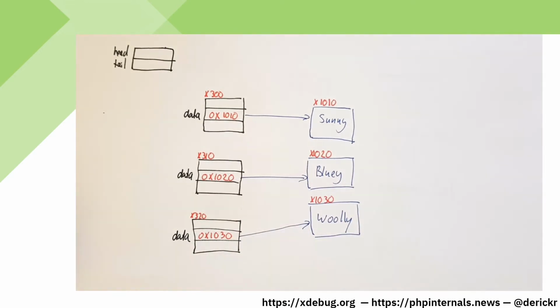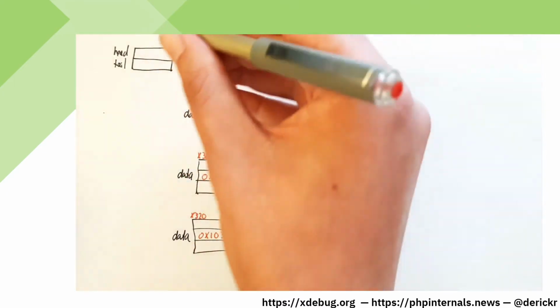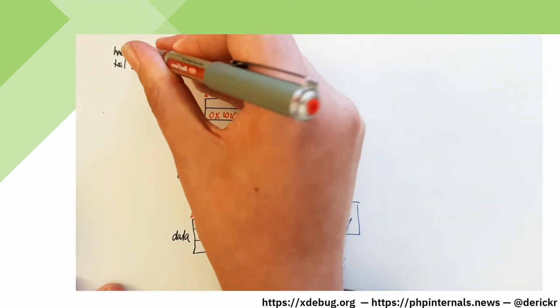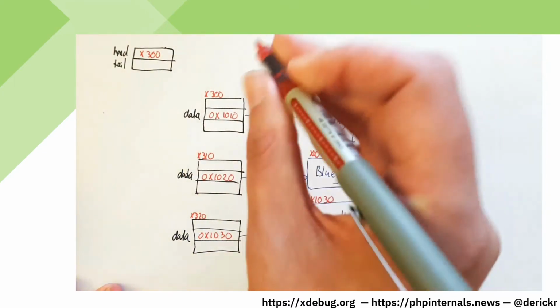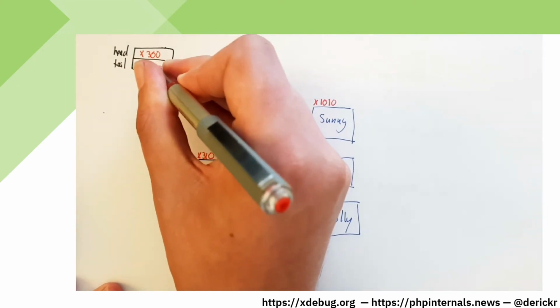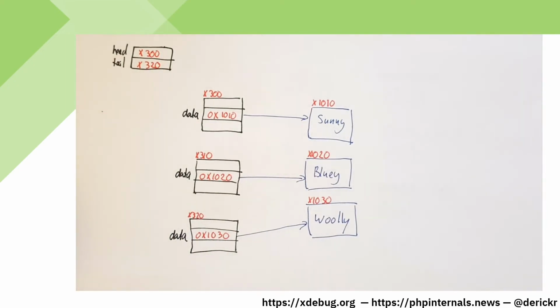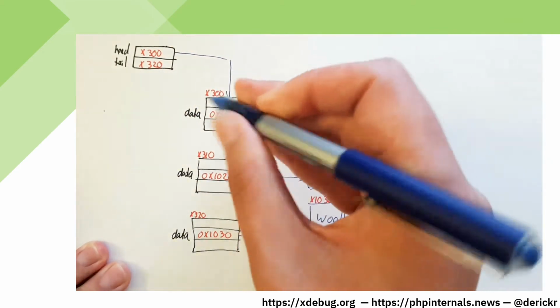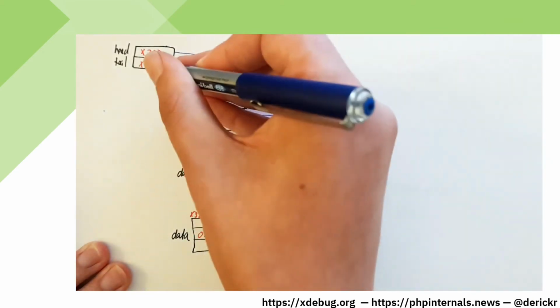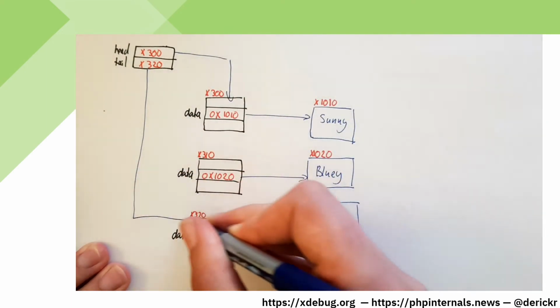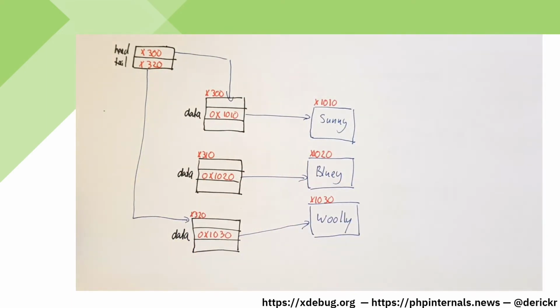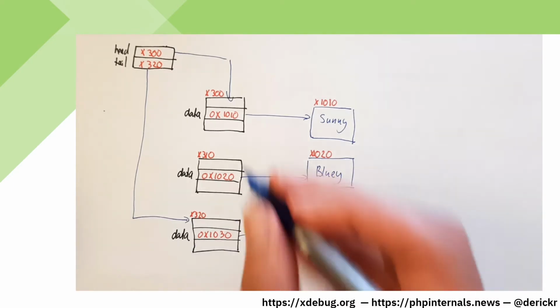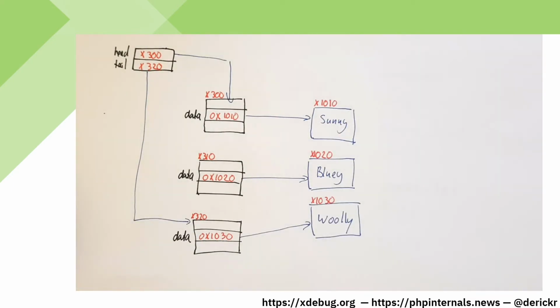So far, nothing new. And then, of course, we also had our head pointer and our tail pointer that pointed to the right elements as well. So the head pointed to the first one, and the tail pointed to the last one. And then, of course, each of the elements itself also points to the next one, which is our next pointer.